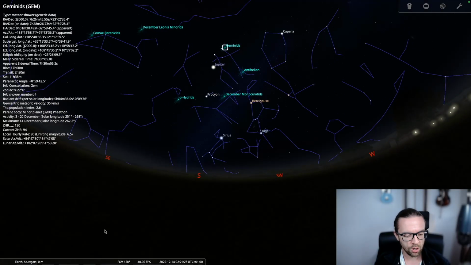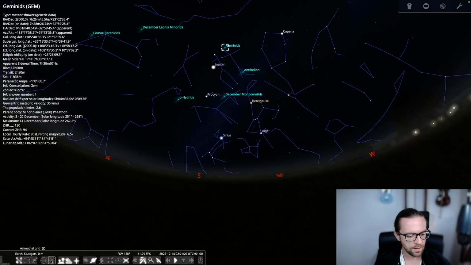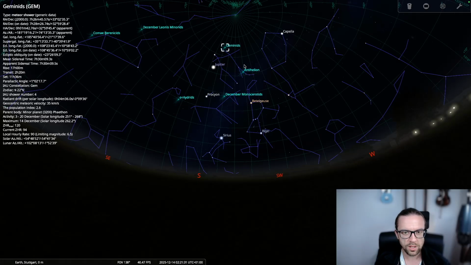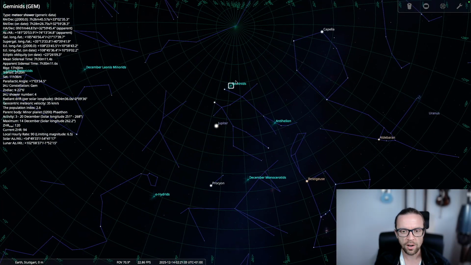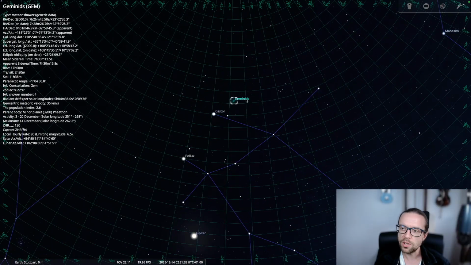Now let's turn on the azimuthal grid, which indicates how many degrees we are above the horizon. And here at this particular time, the Geminids are at almost 75 degrees. So yeah, less than half of the ZHR needs to be reduced. And here are all the factors.